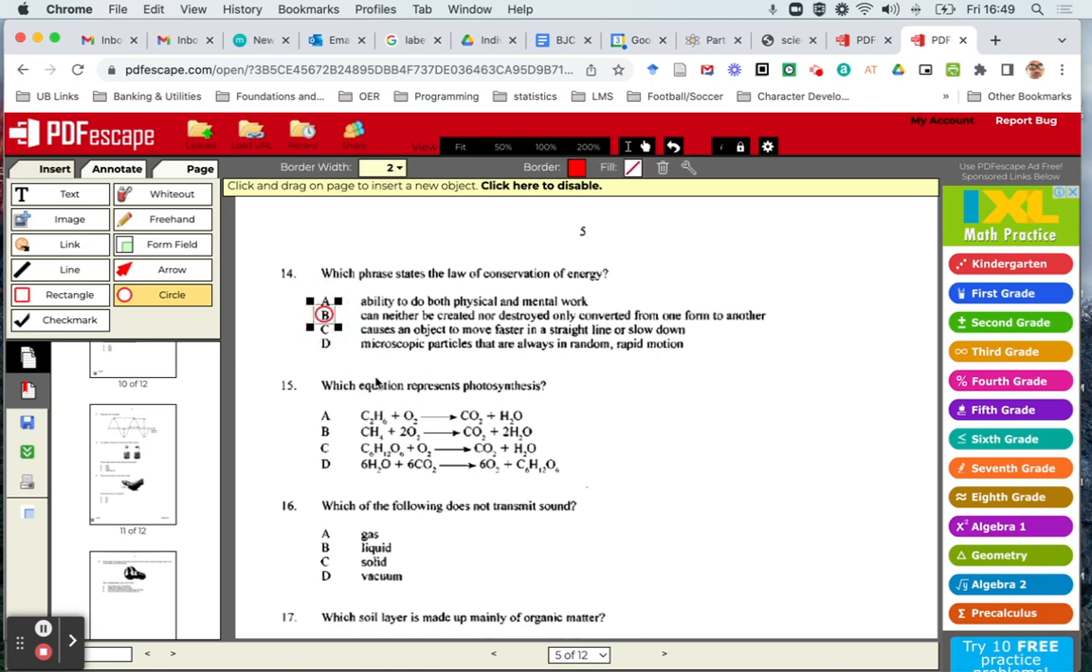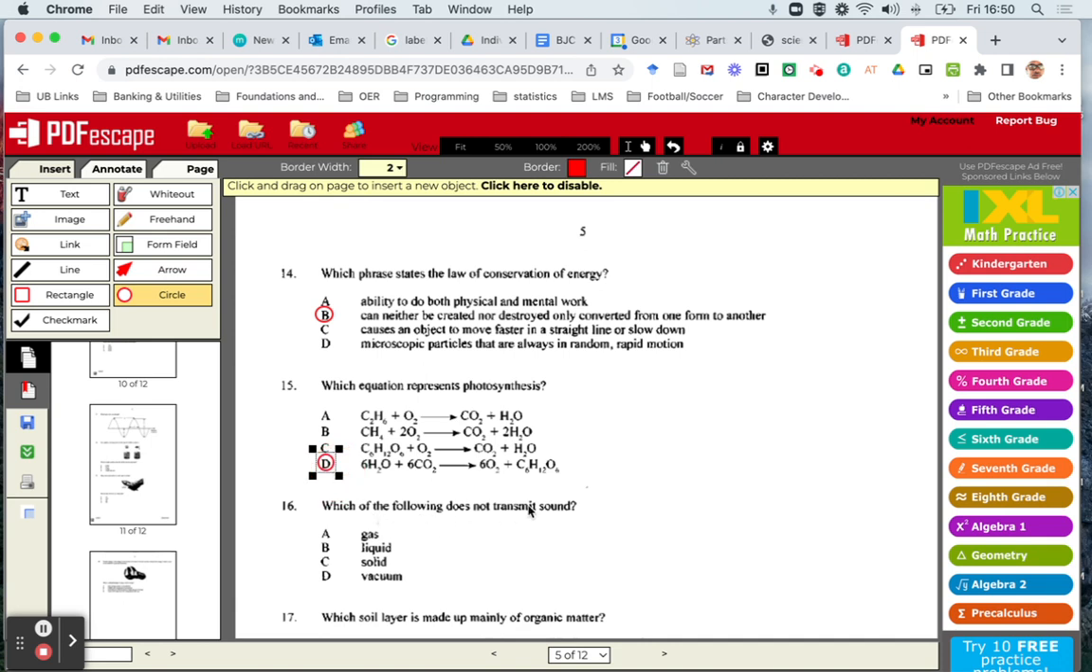The equation that represents photosynthesis. You know photosynthesis is going to be water plus carbon dioxide to give glucose plus oxygen. So you're looking for something with oxygen over here on the right hand side of the equation. The only answer that has oxygen by itself on the right hand side is this one here. And yes, in fact, we have water and CO2 on the left side, so it must be D.